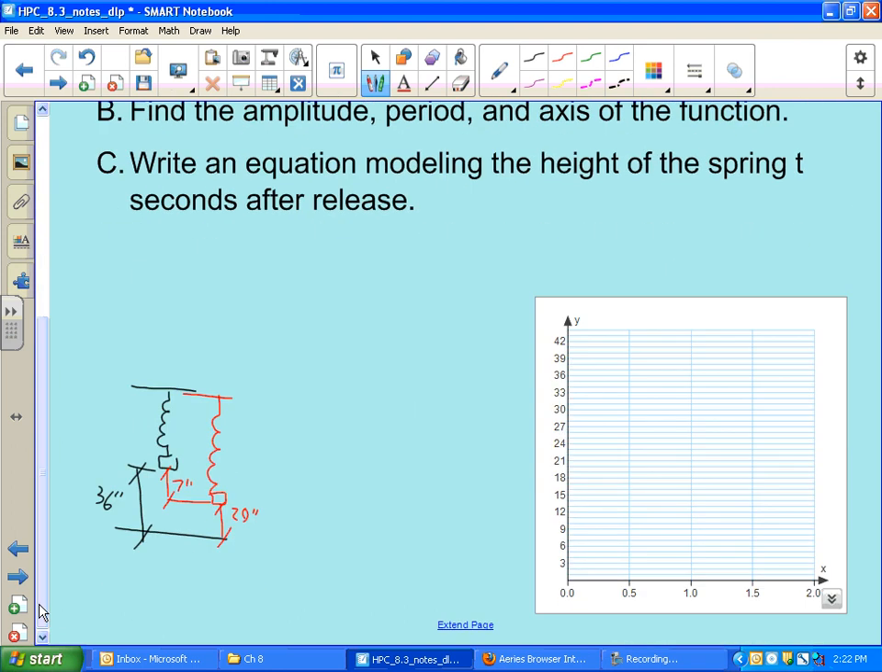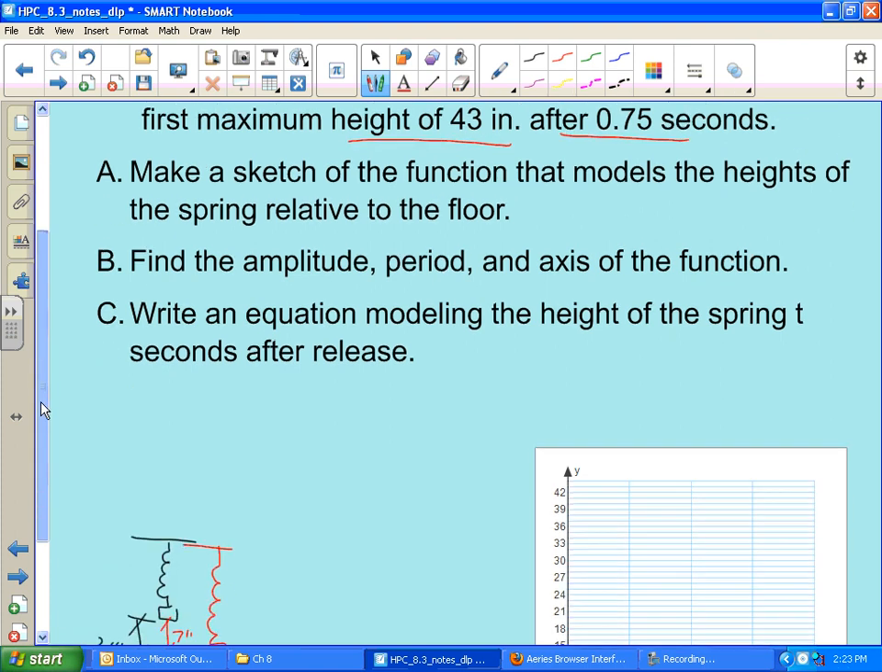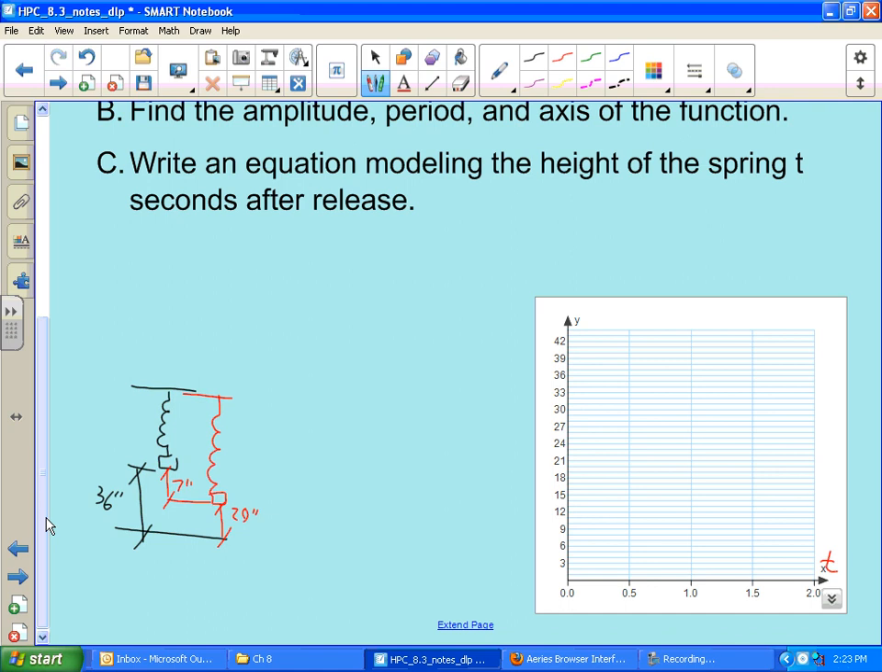So there's my little sketch. Over here on the graph, the horizontal axis is a time axis, not an x-axis, even though it's labeled as x. This is time, and this is my height above the ground. Now the problem did say for part A, make a sketch of the function that models the height of the spring relative to the floor, meaning we're having to make our datum line, our 0 line, the floor.